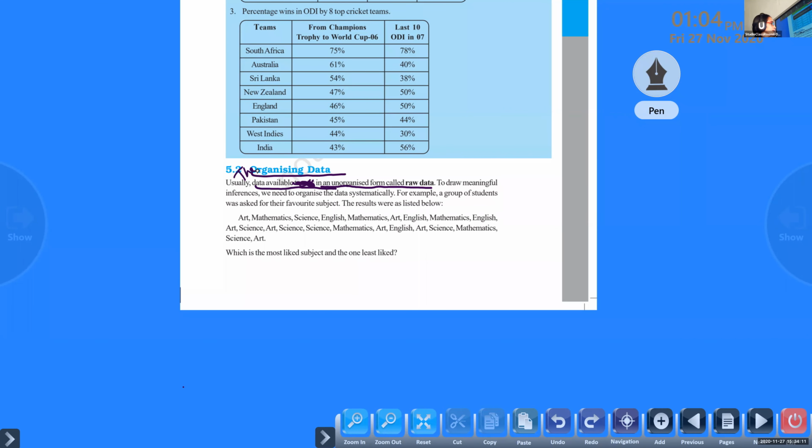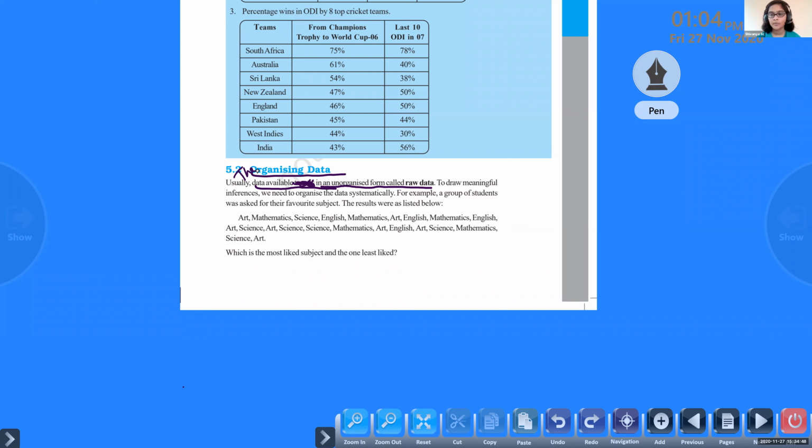We just collected the data, only that. We didn't have any arrangement or any classification. We just collected the data. The data available in an unorganized form is called raw data.